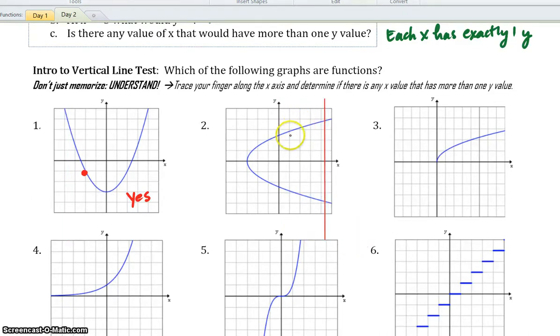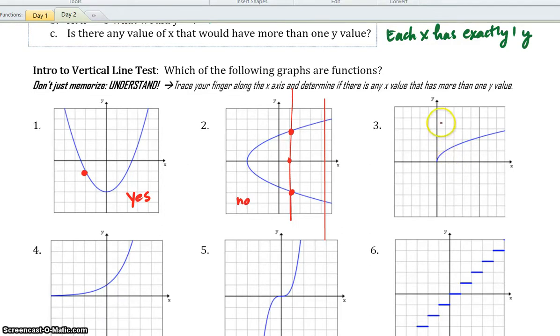So if I asked you the question, when x equals 1, what does y equal? Well, it could equal 3 or -3, and we know by definition each x can only have one y, so no, this is not a function. We call this the vertical line test, meaning if we take a vertical line and we pass it through our graph, if it hits more than once, it's not a function.